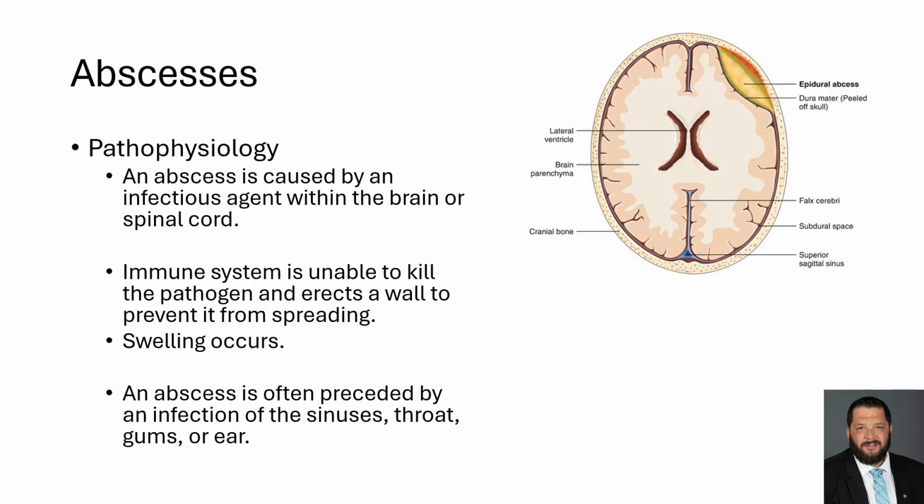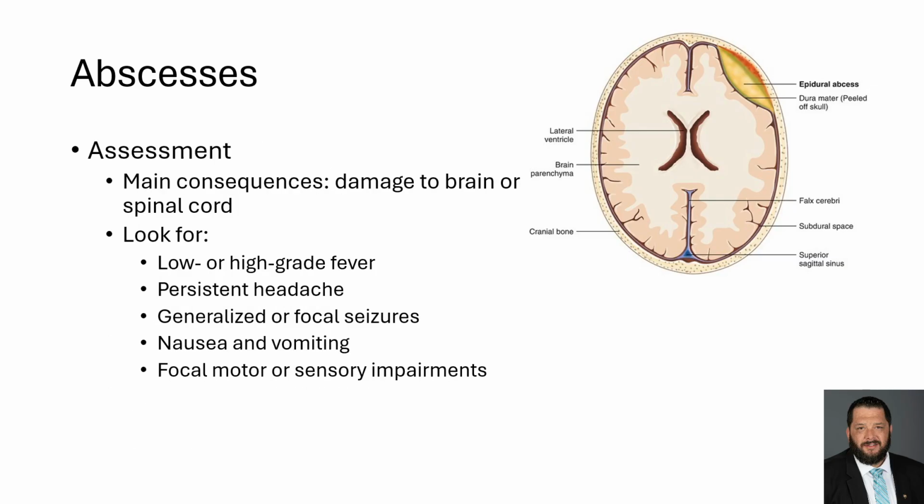Neural abscesses are caused by an infectious agent within the brain or the spinal cord, and it's usually a result of the immune system being unable to kill the pathogen, and it erects a wall or a barrier of tissue that keeps the spreading from occurring. This abscess is often preceded by an infection of things like the sinuses, the throat, gums, or the ear. The main consequences are damage to the brain and spinal cord over time.